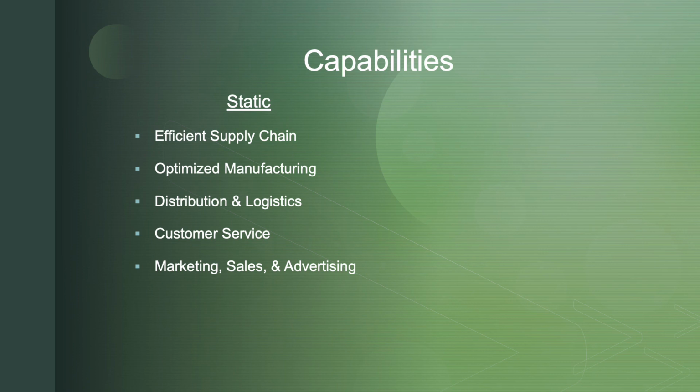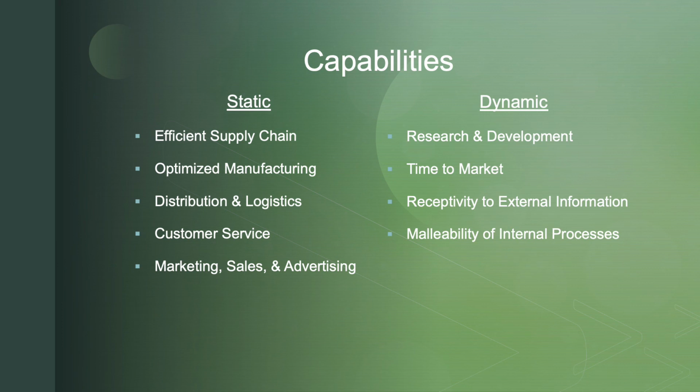stable. These are things like efficient supply chains and optimized manufacturing and just really operational efficiency in general, distribution and logistics systems. Do we have a great customer service program? How's our marketing, sales, advertising? These are skills and capabilities that will help us thrive in any environment. But dynamic capabilities are vital for companies that are competing in high velocity markets, markets that are constantly changing, where technology is a big part of competition in those spaces.